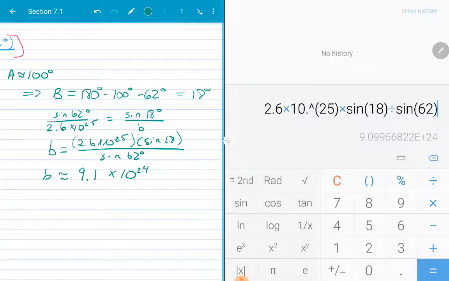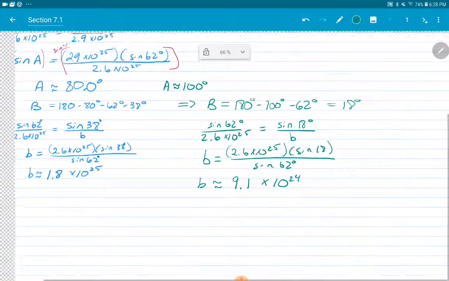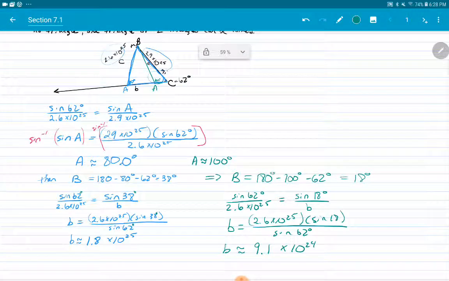So you can see that matches our triangle. The green side is a little shorter. So the green triangle option has this obtuse angle A. So side B will be shorter. Angle B will be smaller. It's only 18 degrees now. So there's our two possible solutions.